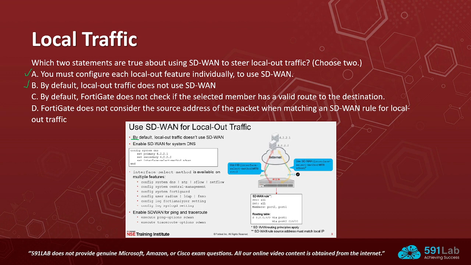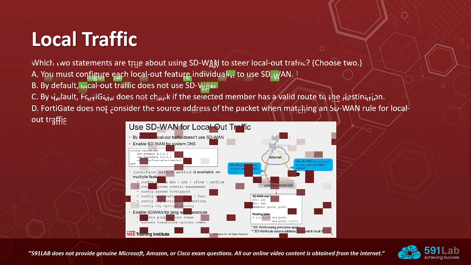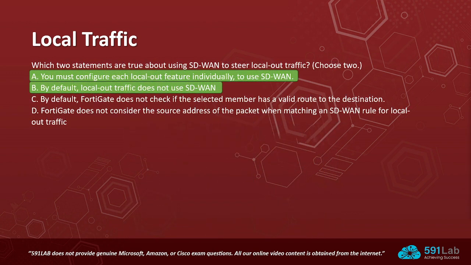By default, the FortiGate does not check if the selected member has a valid route to the destination. That is wrong. The FortiGate checks it. And the next one, the FortiGate does not consider the source IP address of the packet when matching an SD1 rule for local out traffic. No, this one is not correct. The FortiGate doesn't make that check about the packet. So our answers are letter A and letter B. So if we take a look, yes, we were correct.